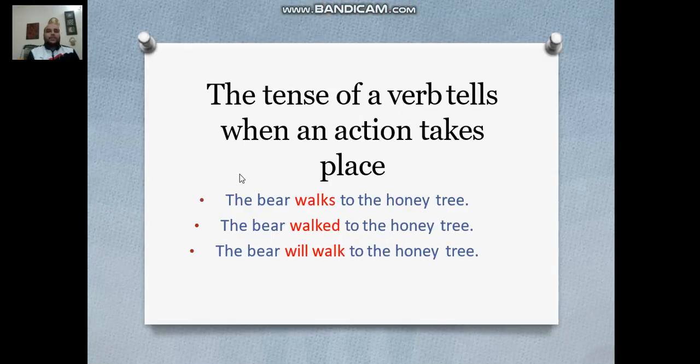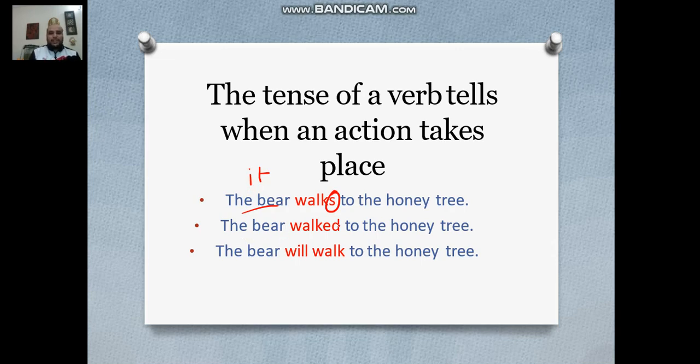The tense of a verb tells when an action takes place. The bear walks to the honey tree. It's in the present. It's obvious because I have the verb to walk with an S by the end, because with he, she, and it, we're going to add an S in the simple present tense. And here we have an it, which is the bear, so it's going to be the simple present tense.